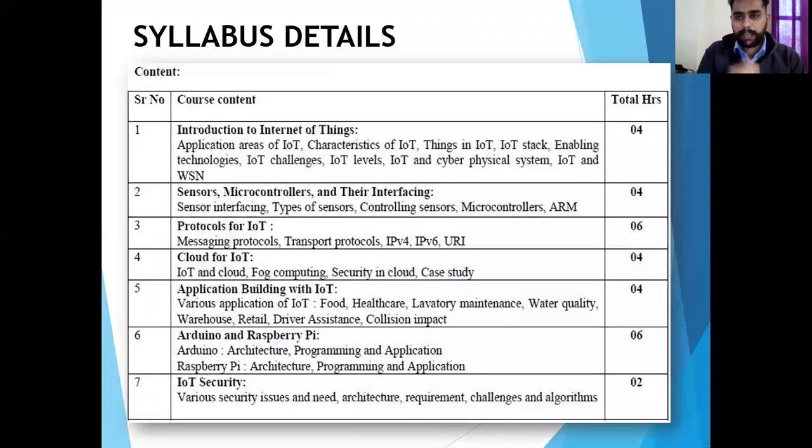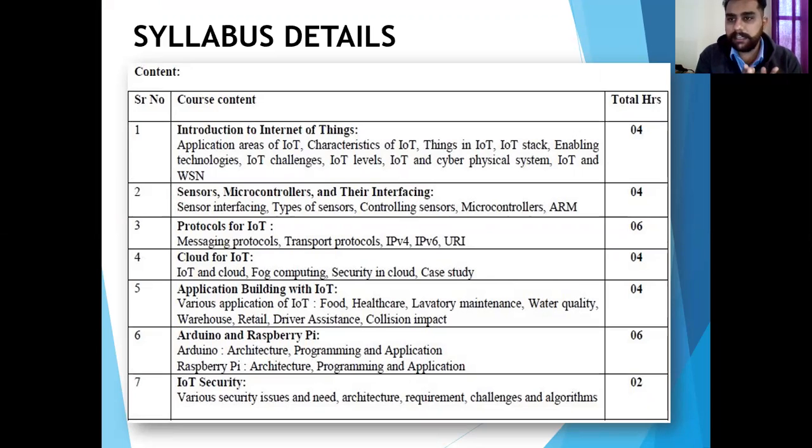Right. After that, we need to know what IoT is and what are the topics that we need to cover during the whole semester. So we have total 7 chapters in this particular subject. Let us start with the chapters one by one. In unit number 1, we need to know about the introduction of IoT, that is Internet of Things. It's a vast area. There are lots and lots of things that we need to learn during this subject.